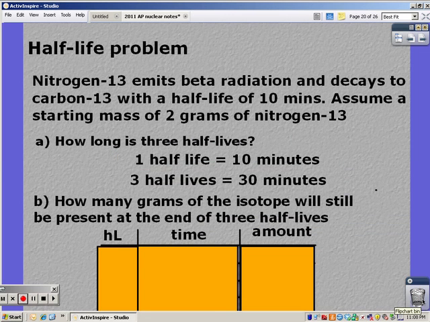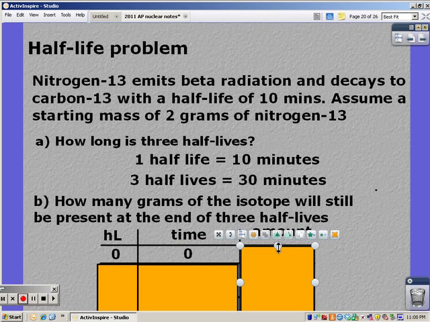When you're trying to find out how much will be present at the end of 3 half-lives, or really any half-life problem, you need to set up a chart with half-life, time, and amount. The first column for half-life should always be 0, as should it for time, because no time has gone by, and so no half-lives have gone by. And your starting amount, which in this case is 2 grams.